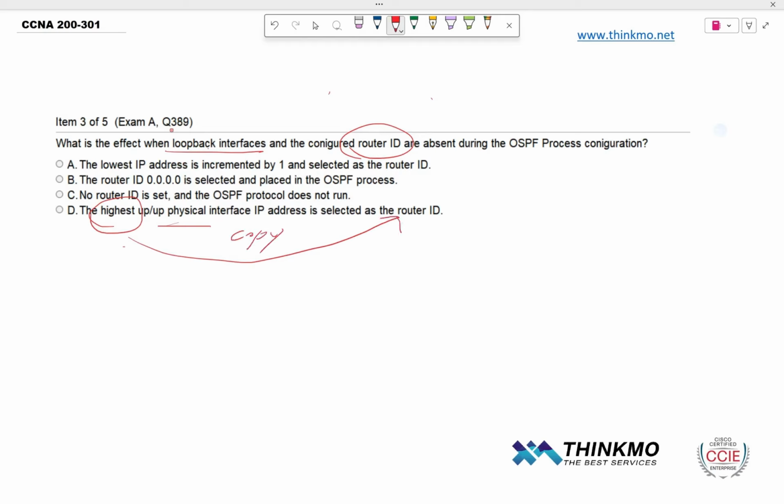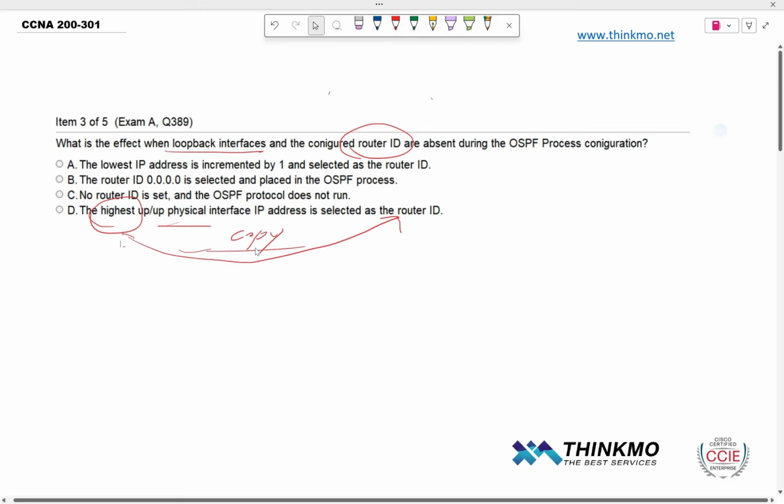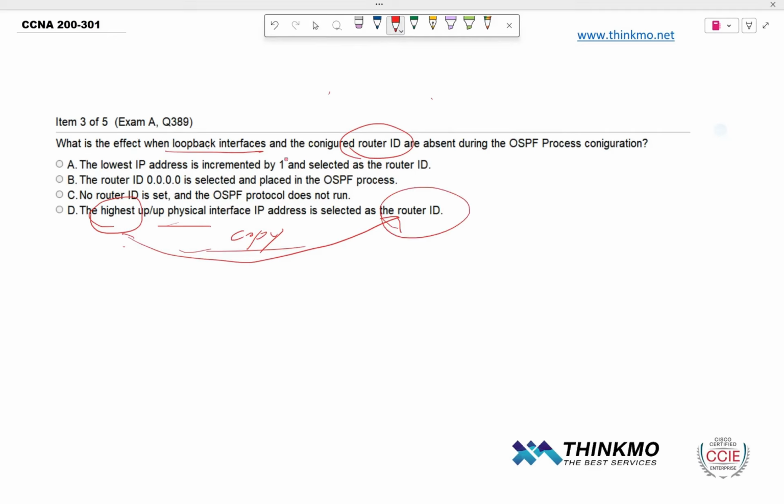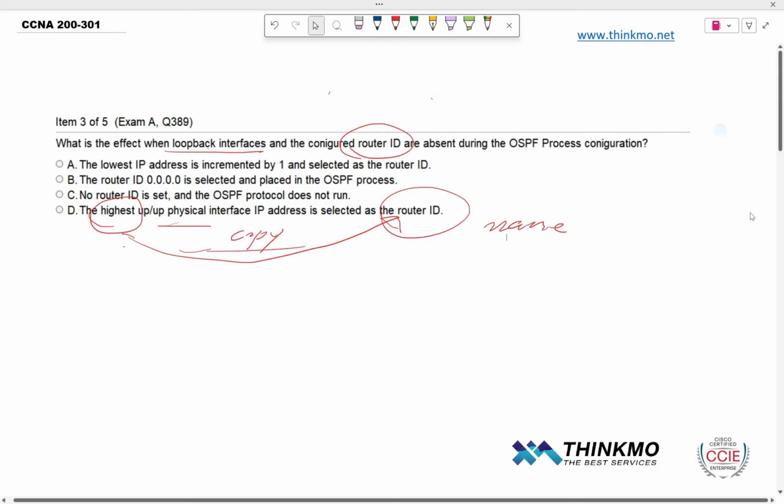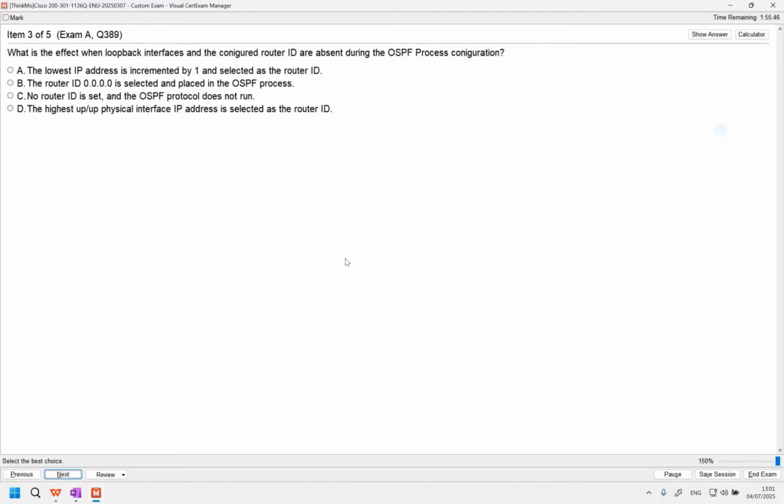It is copied as the router ID, right? It's not that this address is directly used. Actually, whether it's used or copied, it's essentially the same. But this router ID is not an address, it's just a name. It's just a name, that's all. So for this question, the correct answer is D. Let's look at the correct answer, it is D.